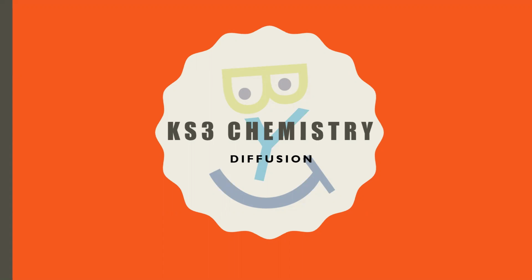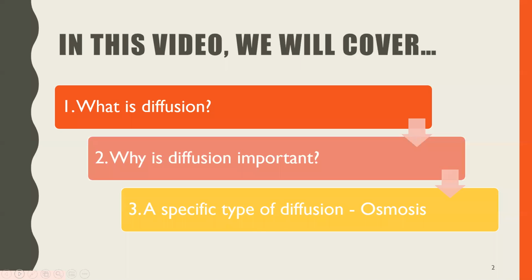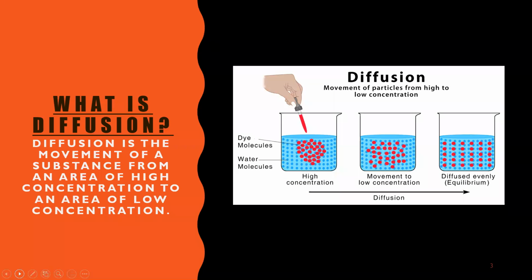Today we're going to discuss diffusion, which is part of the Key Stage 3 chemistry syllabus. So in today's video, we're going to cover what diffusion is and why diffusion is important. We're going to think about some examples in everyday life where diffusion is used. And then we're also going to look at a specific type of diffusion, which is called osmosis. So firstly, what is diffusion?